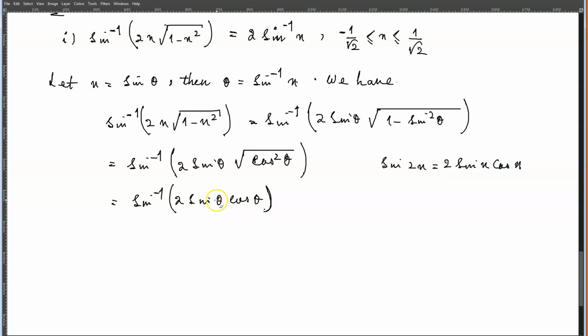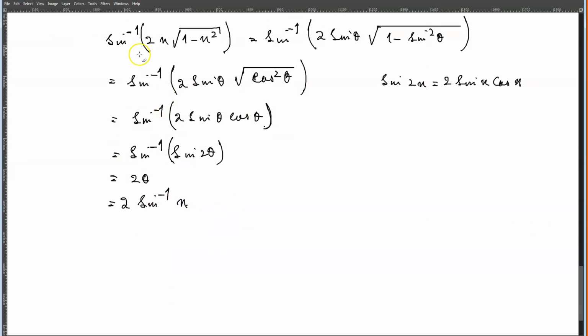So that means that 2 times sine theta cos theta is the same thing as, I can write this as the sine inverse of sine 2 theta, right? Which is the same thing as 2 theta. Now theta is equal to sine inverse of x. So that is 2 times sine inverse of x. Which means that the sine inverse of 2x times the square root of 1 minus x squared is equal to 2 times sine inverse of x.